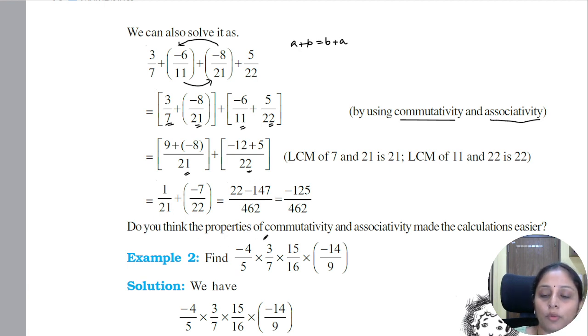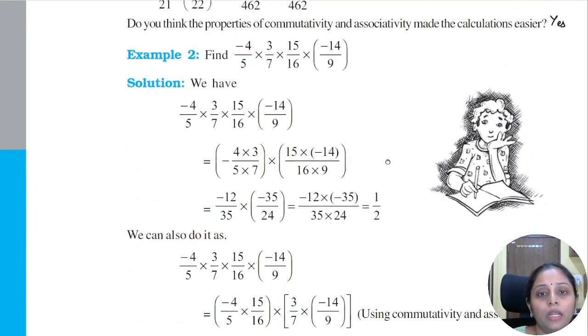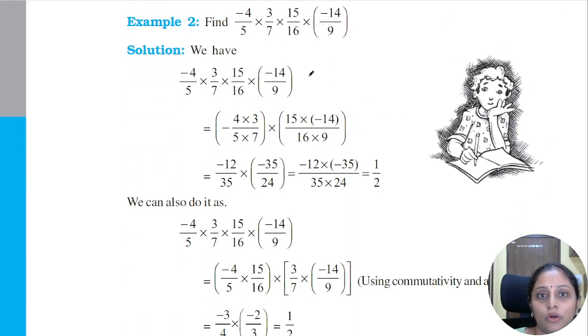So do you think the properties of commutativity and associativity make the calculations easier? Yes, they are making the calculations much easier, right? Now going to the second solved example. Here what they have done is, again they are using commutativity and associativity.